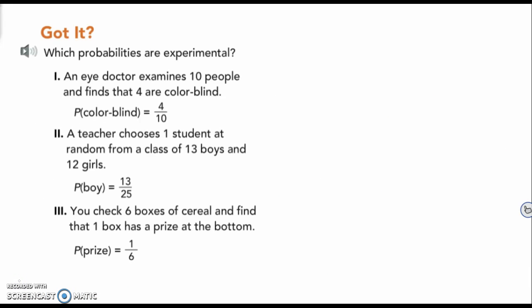Which probabilities are experimental? An eye doctor examines 10 people and finds that 4 are colorblind. The probability of being colorblind is 4 out of 10. A teacher chooses one student at random from a class of 13 boys and 12 girls. The probability of selecting a boy is 13 out of 25. You check 6 boxes of cereal and find that one box has a prize at the bottom. The probability of the prize is 1/6. Which of these probabilities are experimental?